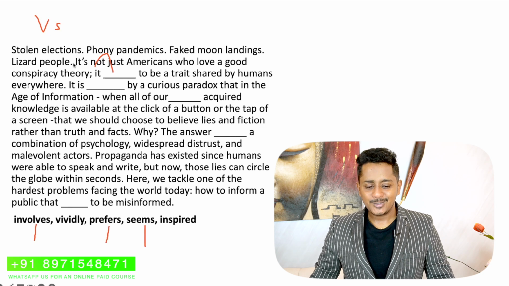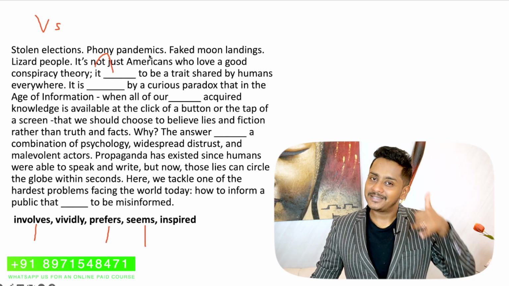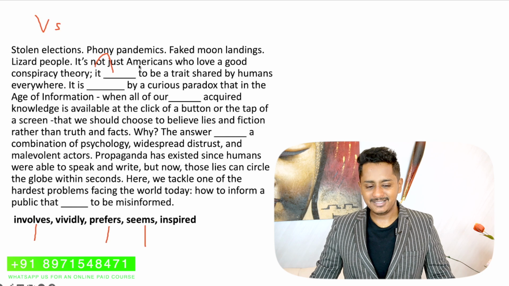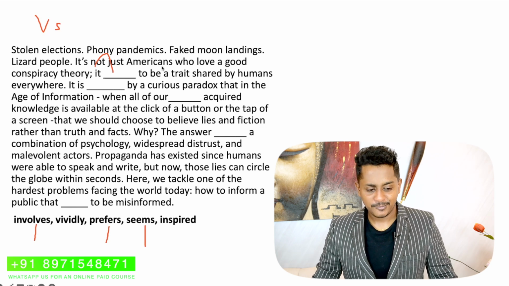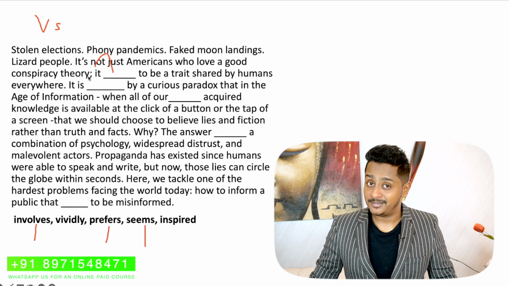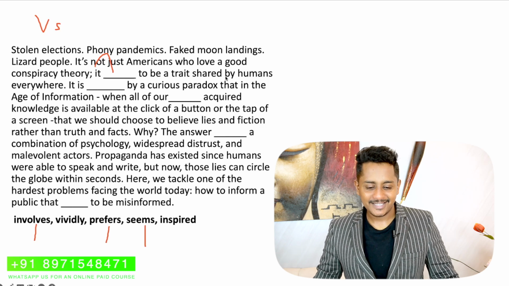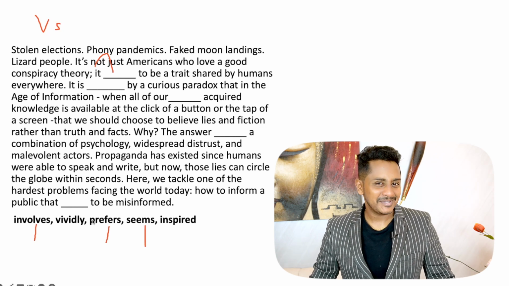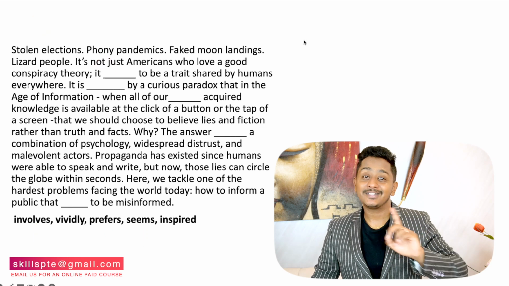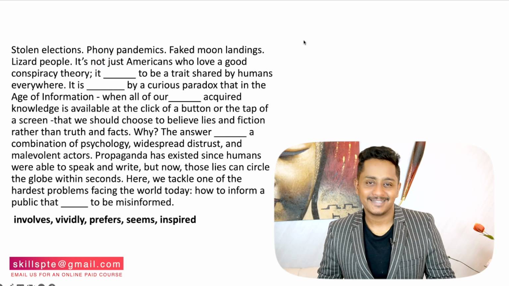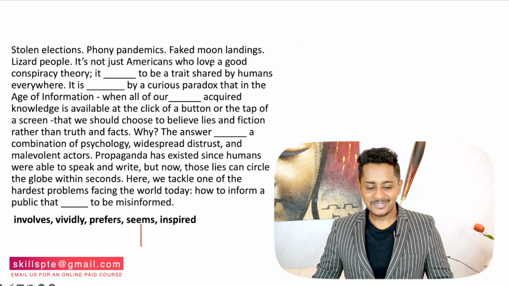See, stolen elections, phony pandemics, faked moon landings. It's not just Americans who love a good conspiracy theory. It seems to be a characteristic shared by humans. Seems is fitting with respect to context. Pay more attention, it's not just the grammar all the time. A little bit of reading skill is required, boss. Correct? So it seems to be.